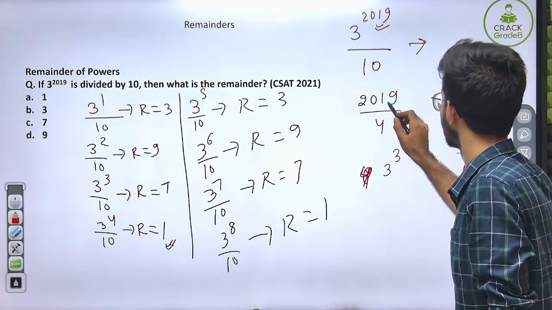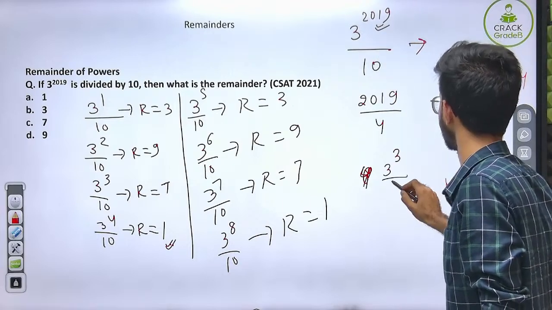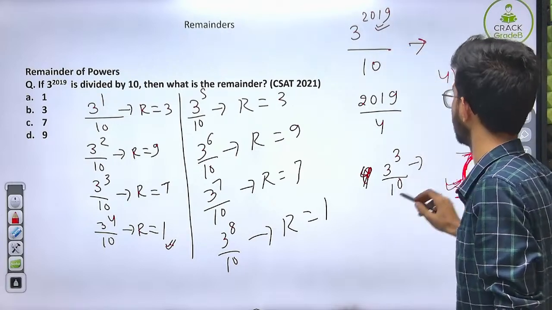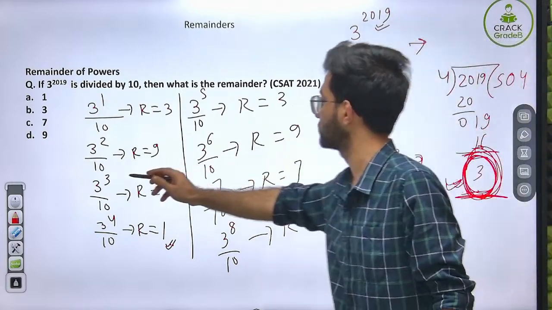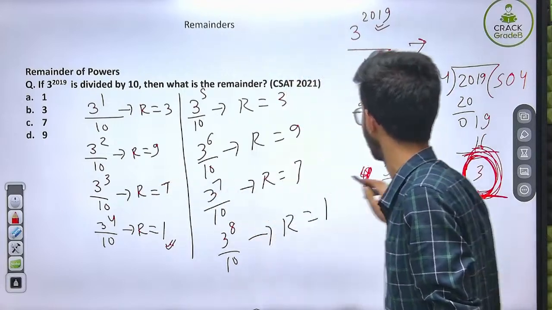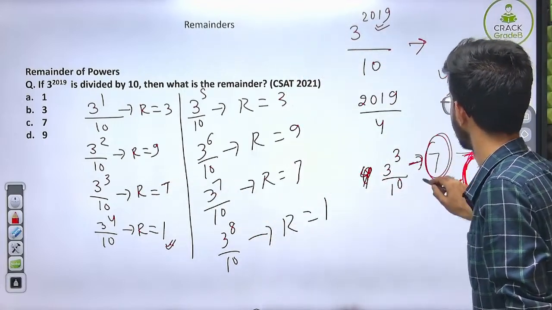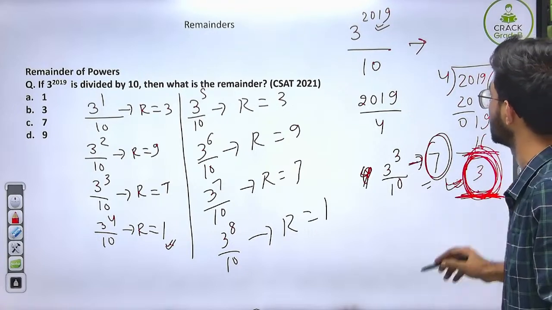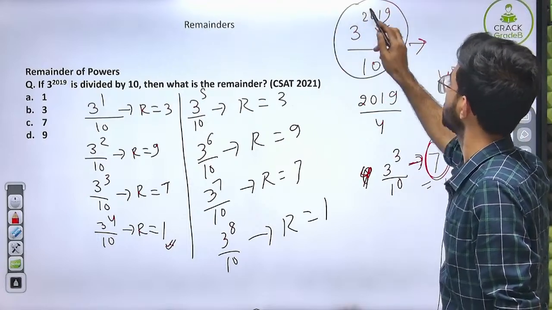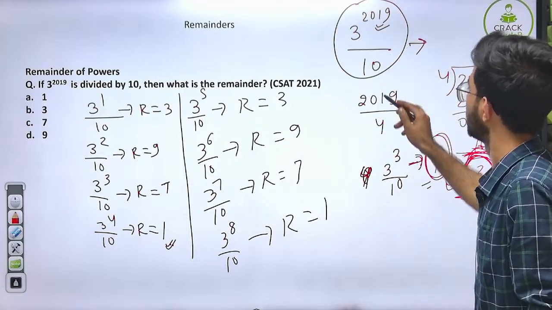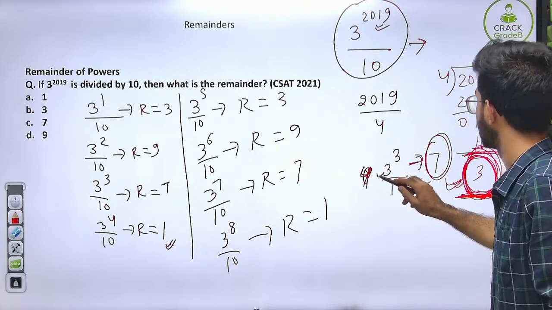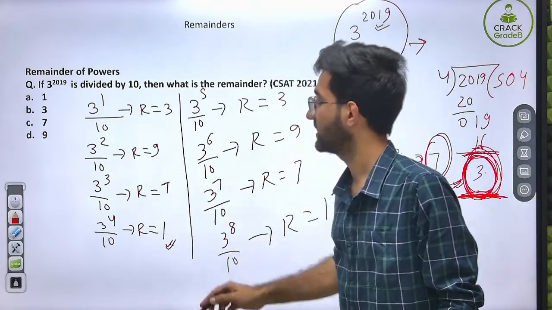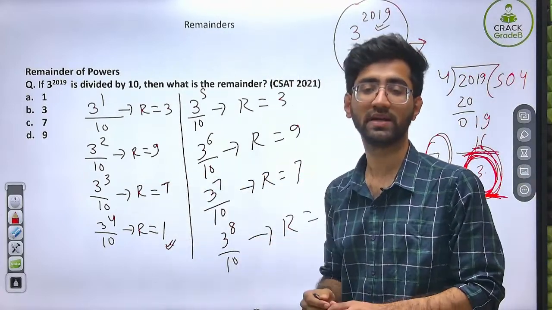So basically 3 to the power 3 divided by 10 will give you the same remainder as 3 to the power 2019 divided by 10. So now let us look at 3 to the power 3. What is the remainder? The remainder is 7. Look here carefully. If you got remainder 3, it means 3 to the power 2019 by 10 will give you the same remainder as 3 to the power 3 by 10, and 3 to the power 3 by 10 will give you remainder equal to 7.